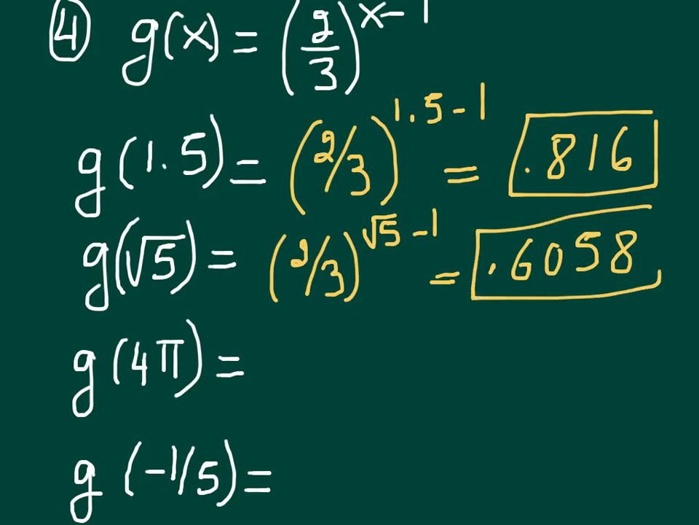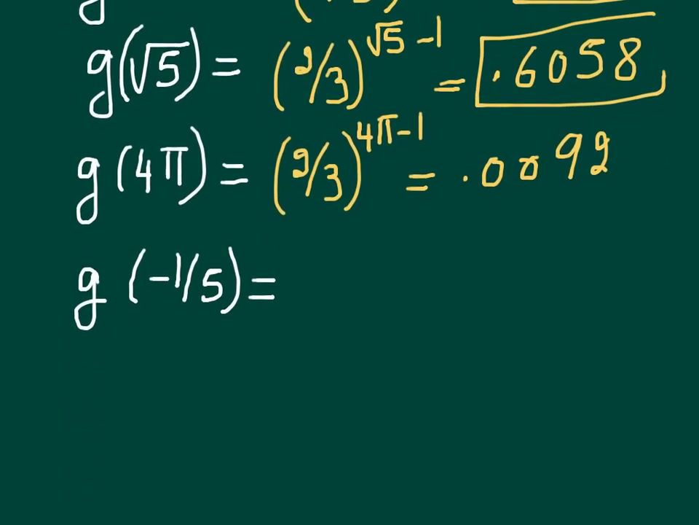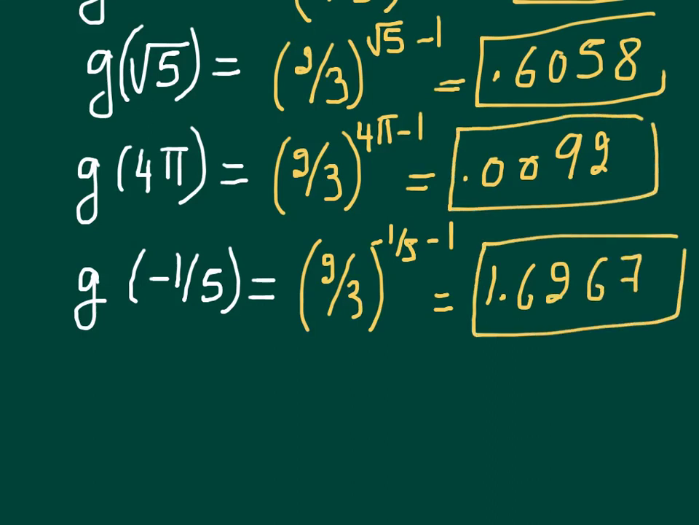Next, we're going to do the 4 pi: what's 2/3 raised to the 4 pi minus 1, and my answer was 0.0092. And then finally, this one is going to be 2/3 raised to the negative 1 over 5 minus 1, and so that will be 1.6267, and this is number 4. Pretty easy, straightforward.